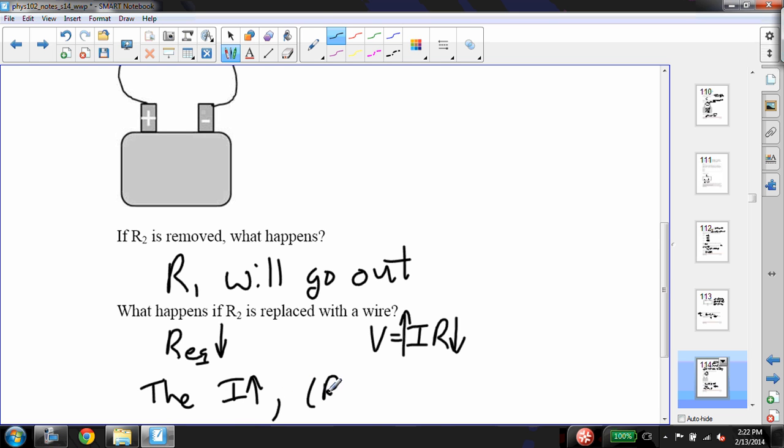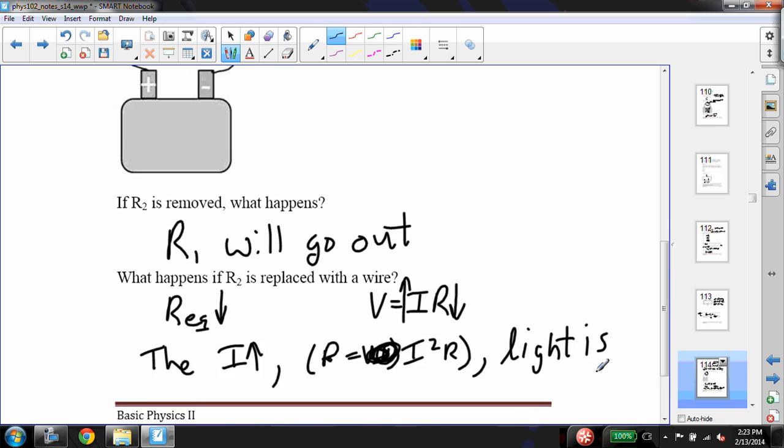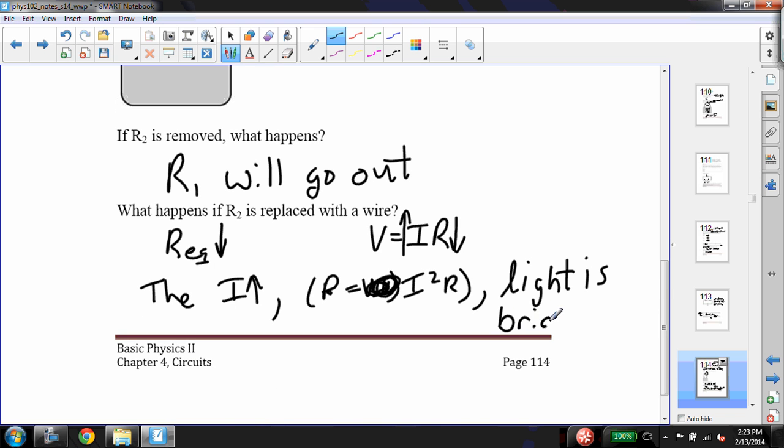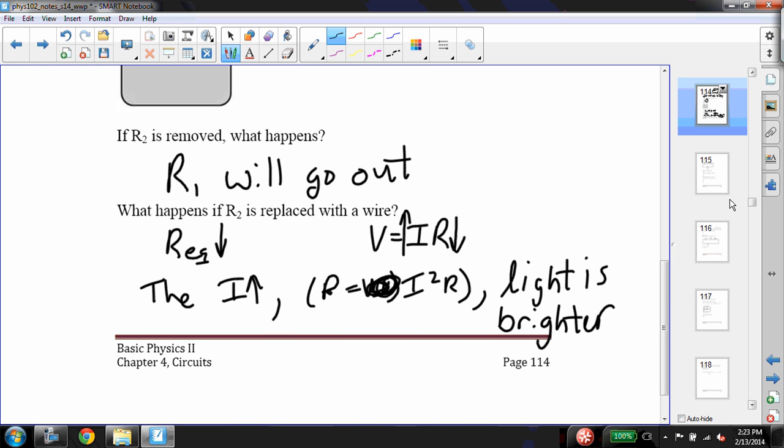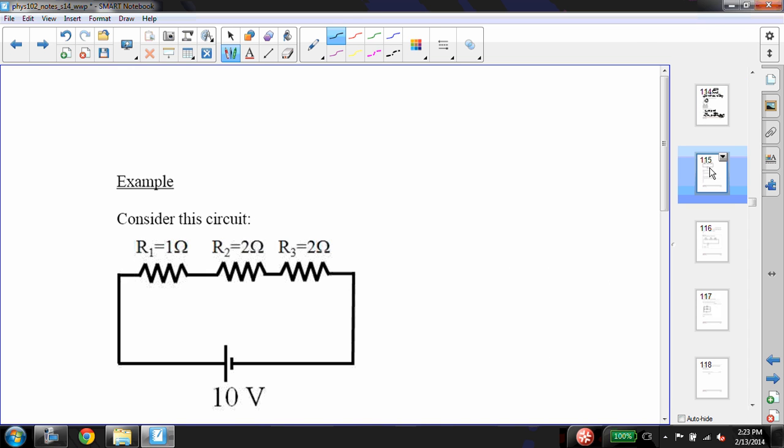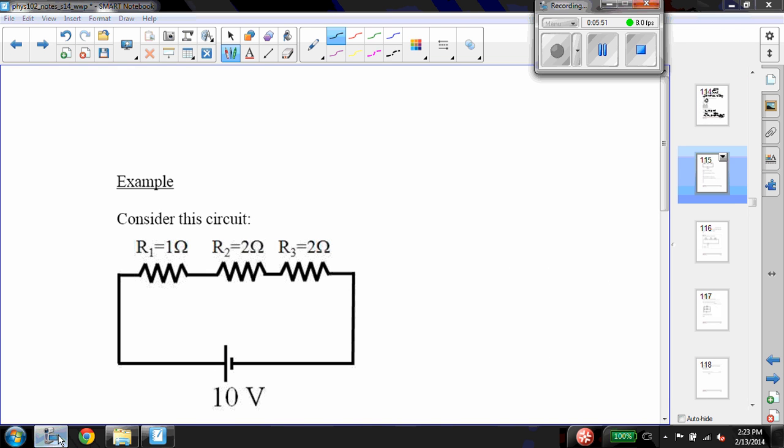And since I know that power equals V times I, or actually, the better way to think about it, the power is equal to I squared times R. The resistance is staying the same. Current is increasing through that light bulb, so the light becomes brighter. We'll see some similar questions to that in the online participation quiz. We'll stop here and come back to this circuit in just a moment.